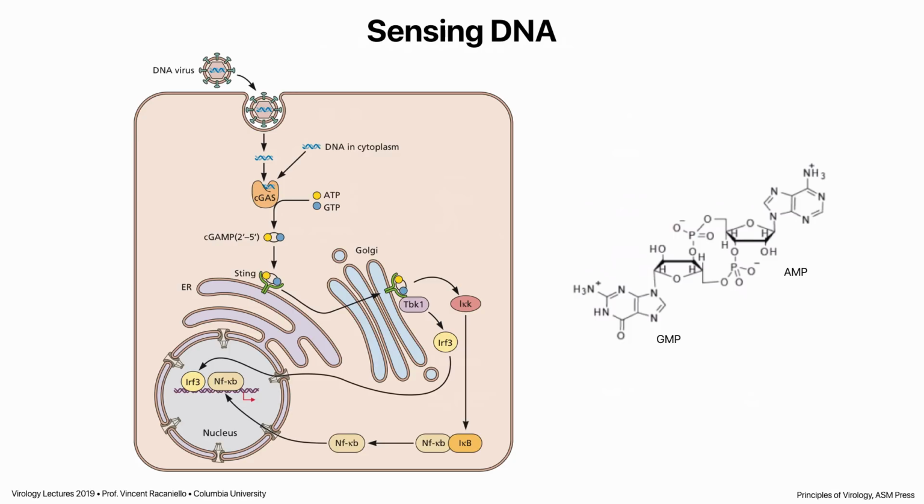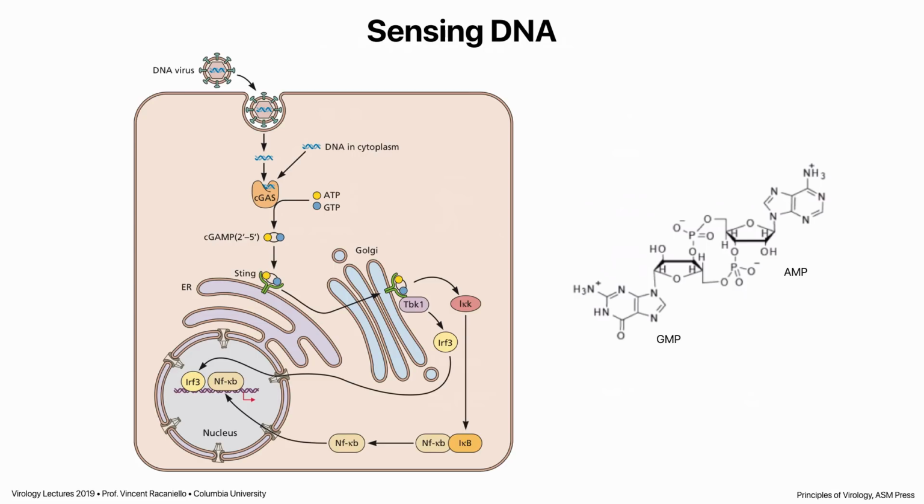That's done by cGAS, and so cGAMP is made, and then that binds to a protein on the ER called STING. STING then goes through the Golgi and turns on a couple of kinases that phosphorylate IRF3, which is a transcription factor that goes in the nucleus, or activates NF-kappa B, which goes in the nucleus, and that then turns on the genes of cytokines that have antiviral properties.